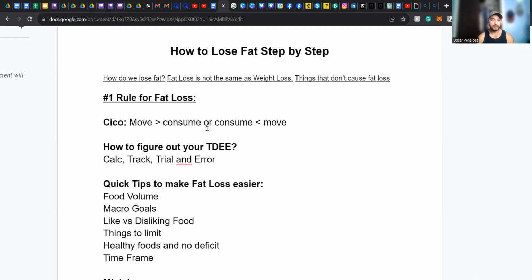And if you don't know what that is, it's pretty straightforward. If you're not following this, you are not going to be losing fat. You might lose weight, but you're not going to be losing fat, and long term, you're not going to get to the goal that you want to get to. So the one rule for fat loss is a calorie deficit, right?